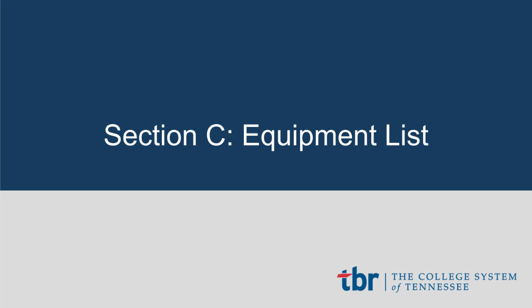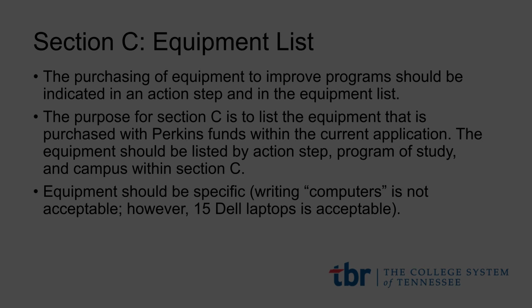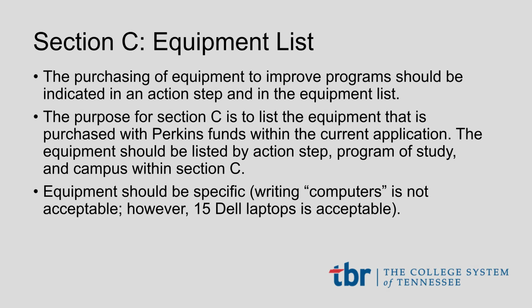Section C, Equipment List. The purchasing of equipment to improve programs should be indicated in an action step and in the equipment list. The purpose for Section C is to list the equipment that is purchased with Perkins funds within the current application. The equipment should be listed by action step, program of study, and campus within Section C.